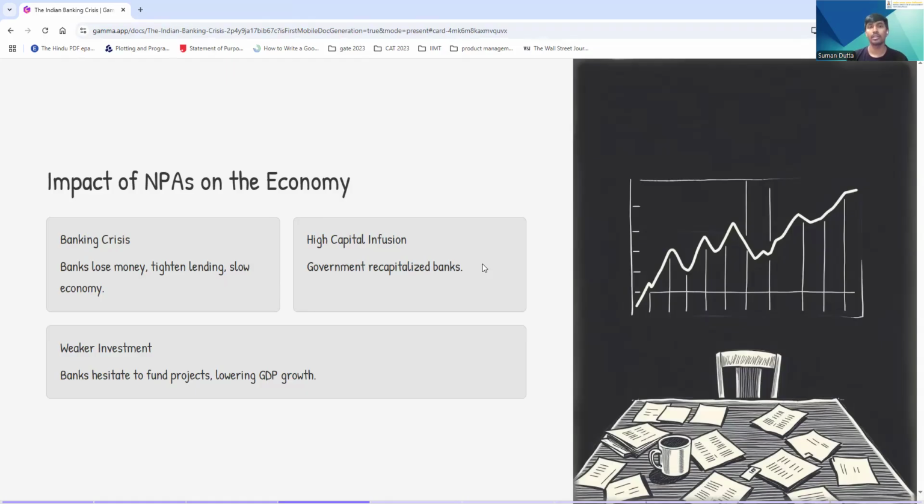And there is also declining investor confidence. Foreign and domestic investors become cautious, impacting banking stocks and market sentiment. And there is also weaker business growth and job losses. Businesses struggle to get loans, so there is lower expansion and lower employment generation.